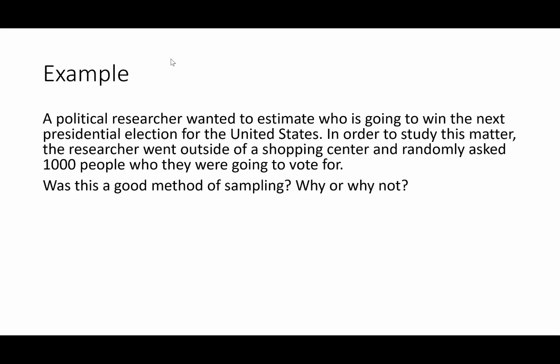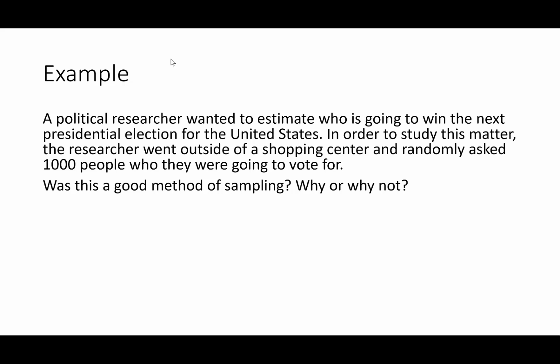A political researcher is trying to estimate who's going to win the next presidential election. So to study this matter, they thought to themselves, well, I need to take a sample. So they went to a large shopping center where a lot of different types of people congregate, and they randomly sampled 1,000 people by asking them who they are going to vote for.